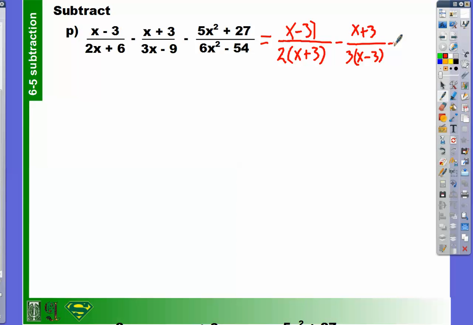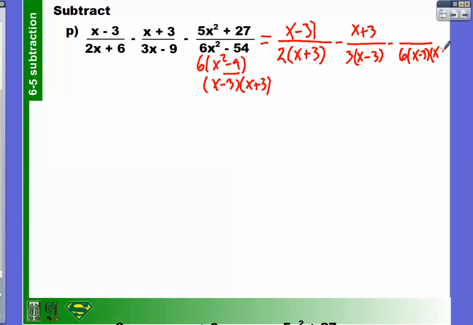And finally, for my last fraction, two things are going to happen. First, I notice that 6 goes into both of them. Then I notice this is a difference of squares, which can factor out like this. So my last fraction is going to have 6 on the outside, x minus 3 times x plus 3. And my numerator stays the same, because 27 and 5 don't share any common factors.